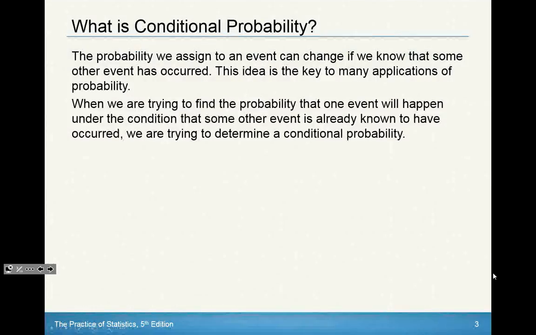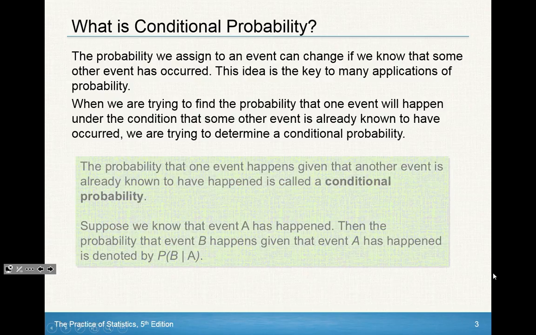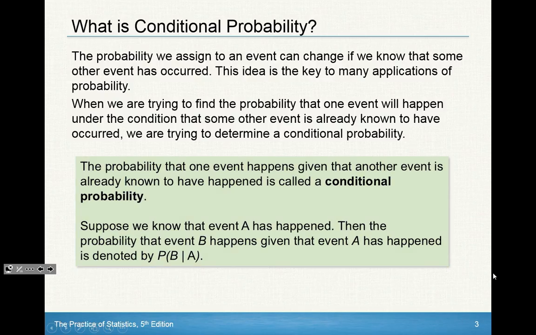What is conditional probability? The probability we assign to an event can change if we know that some other event has occurred. This idea is a key to many applications of probability. When we are trying to find the probability that one event will happen under the condition that some other event is already known to have occurred, we are trying to determine a conditional probability. So the probability that one event happens, given that another event is already known to have happened, is called a conditional probability.